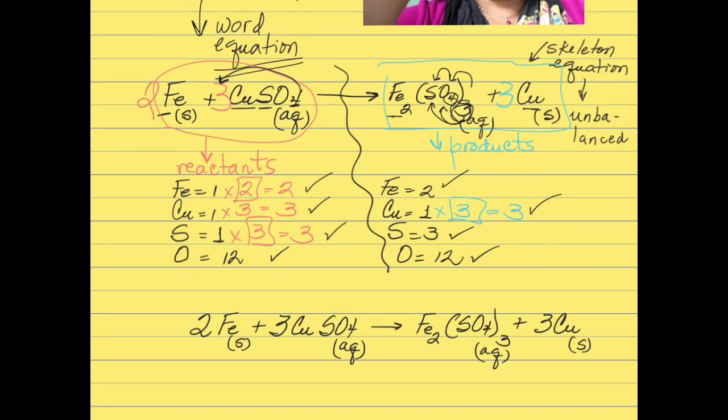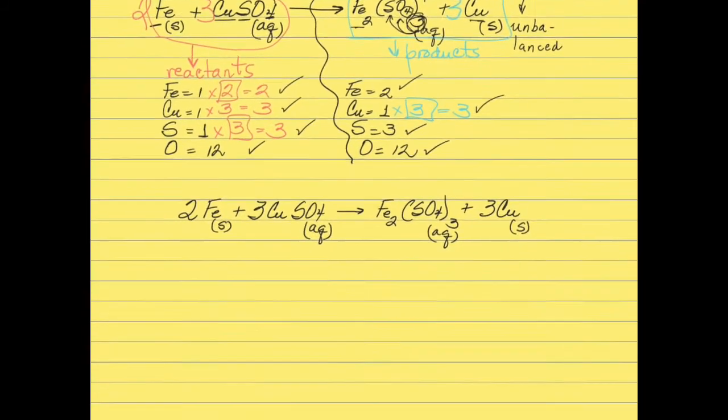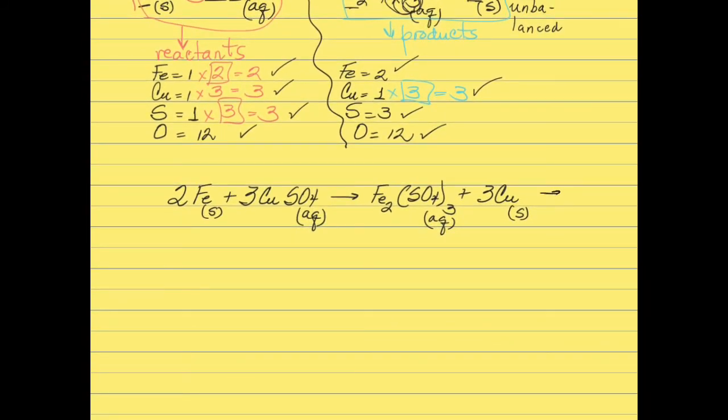And this is my balanced chemical equation. If you are not sure about that, you check that one more time. Iron, I have 2. Iron 2, but we already did that over here, so we don't need to do that one more time now.